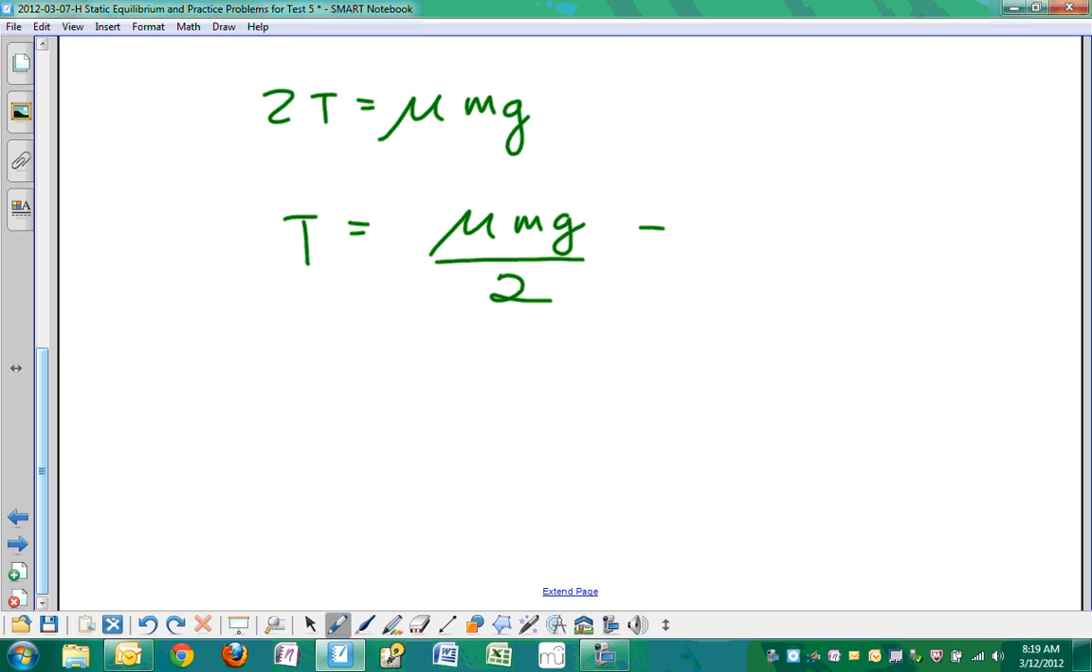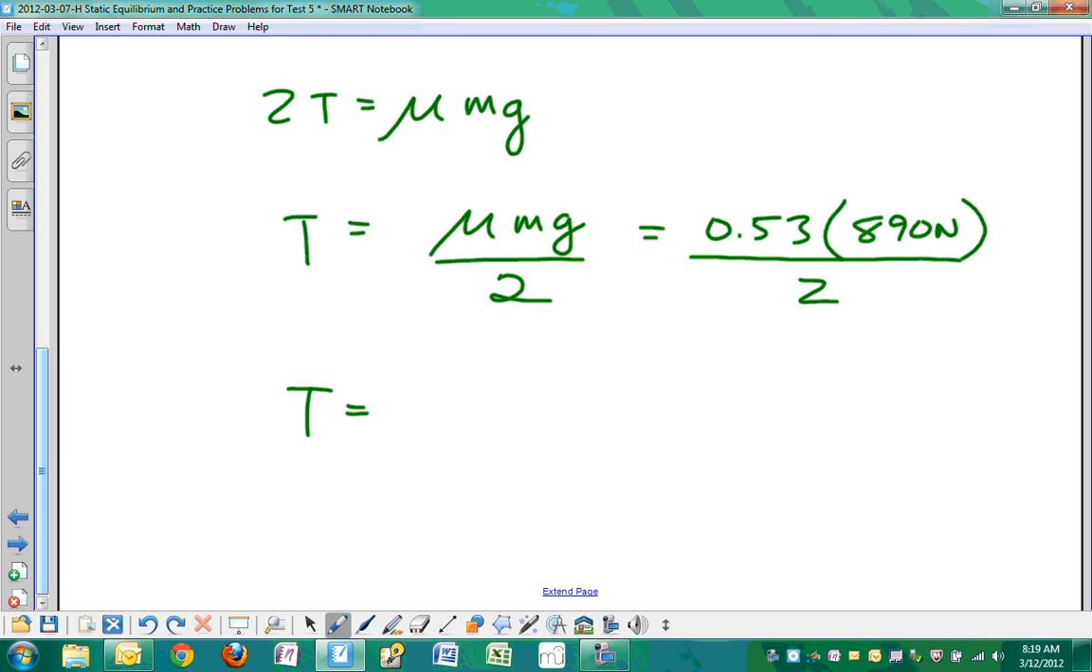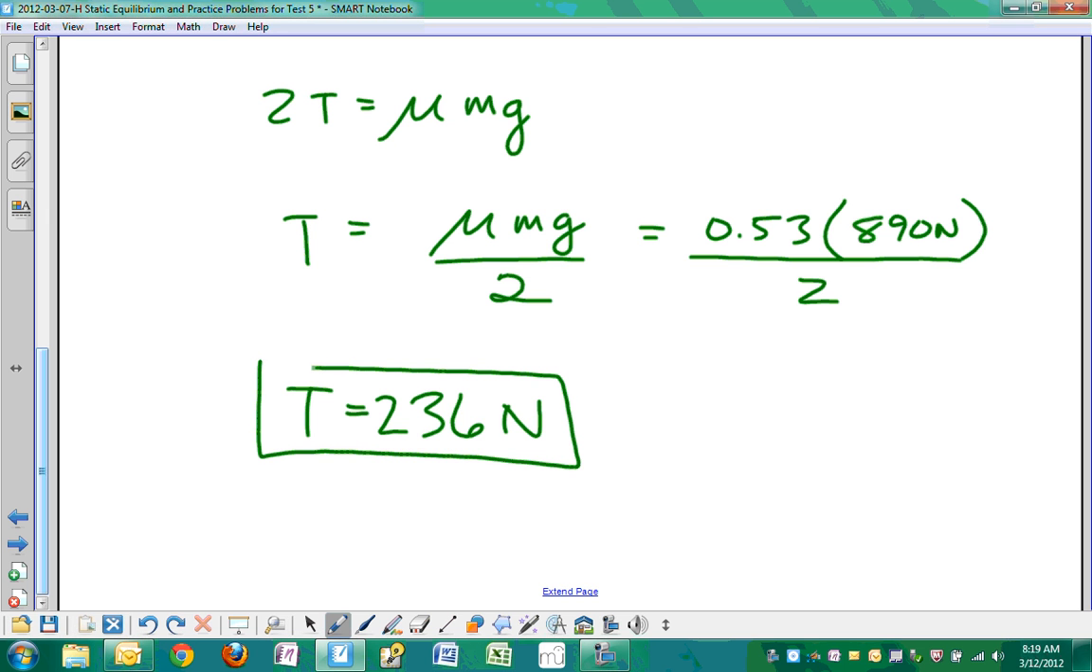All right, so mu is 0.5 something. What was it? 0.53 times mg, 890 newtons. That's his weight, divided by 2. All right, so T is equal to half of 890, which is 445. And then 0.53 times that is about half. 445, 220, I don't know, about 240 newtons? 235.85, so 236 newtons. Looks like it should be the answer.